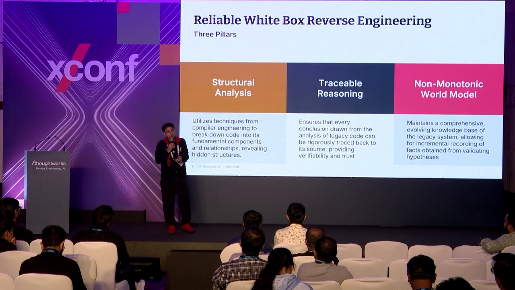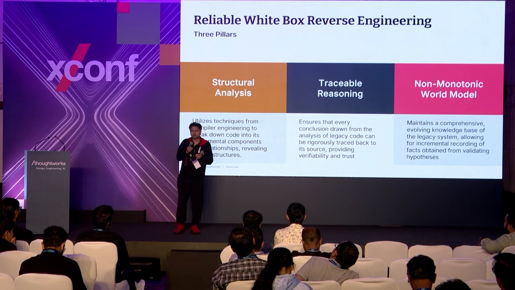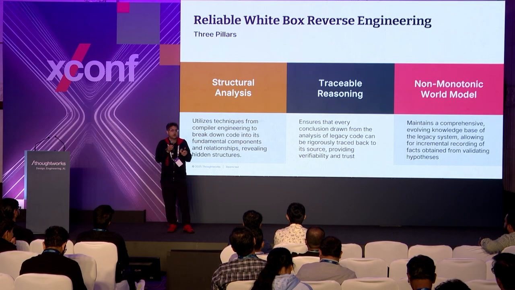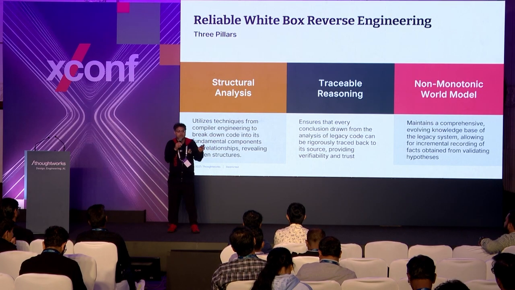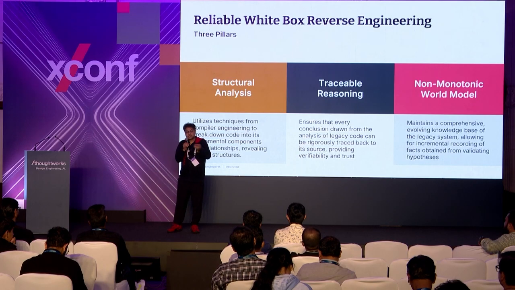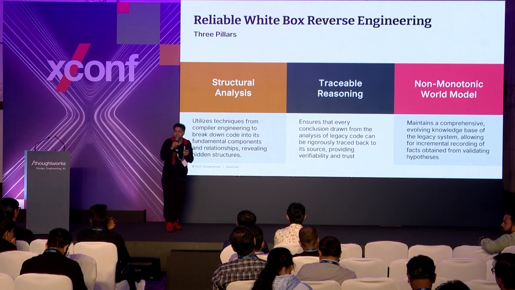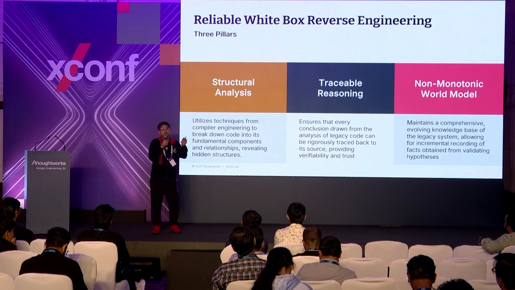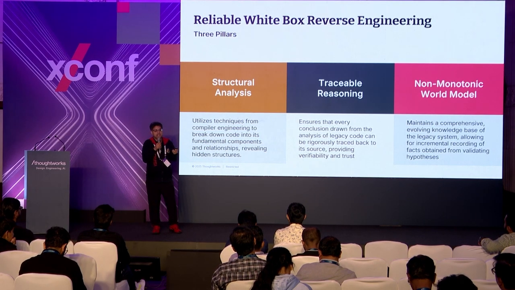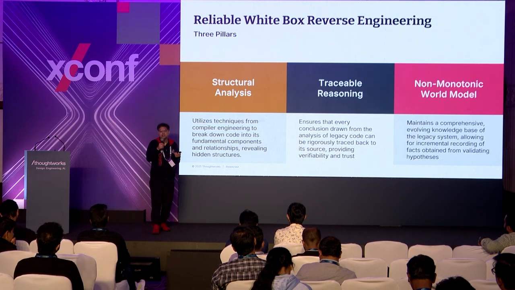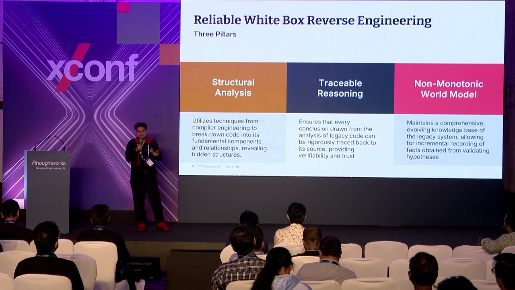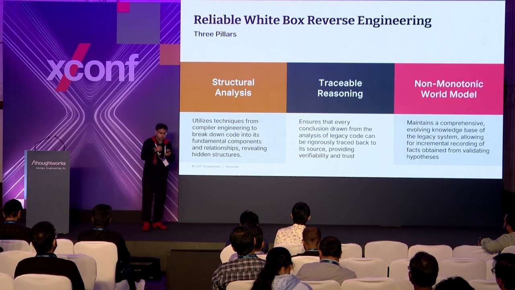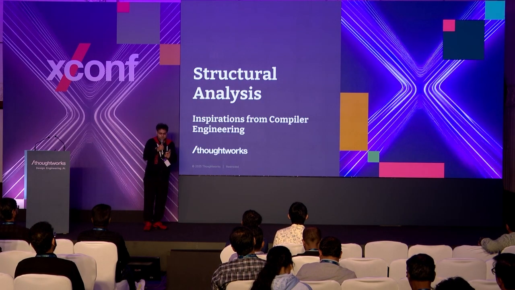So the term non-monotonic is borrowed from logic programming, which says that once there is a fact which you have, for example, deduced from looking at your observations, it does not hold that that fact is going to stay true after you gather more information, which means that a fact which is true today can become false or change tomorrow. That's what it means in terms of a non-monotonic world model.